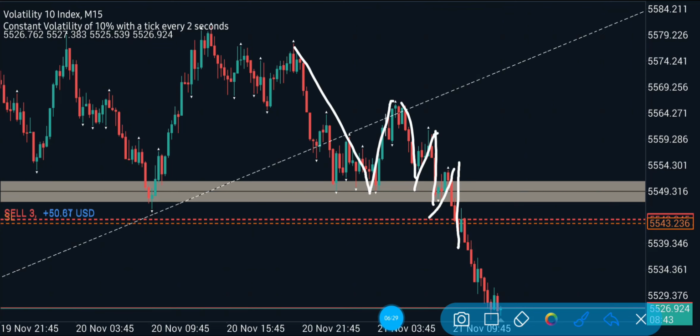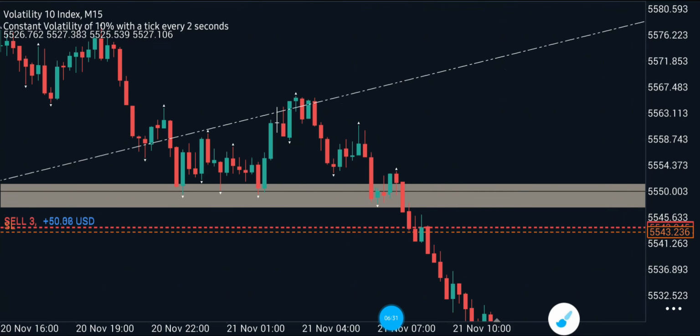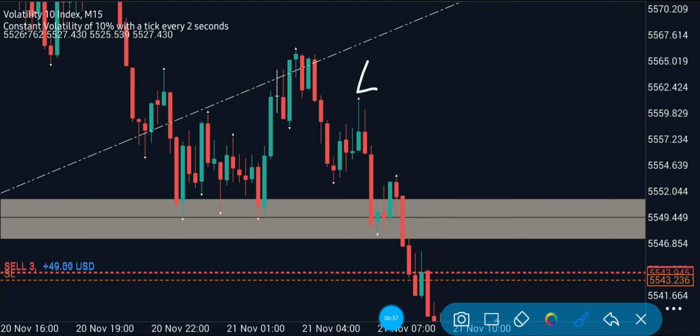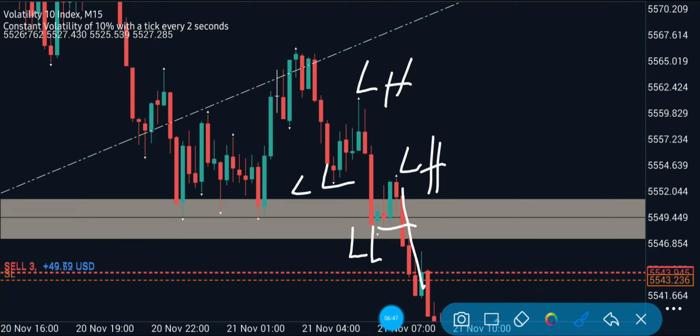So when I saw that the market had broken out of this zone by giving me a lower high here, a lower low here, another lower high here, another lower low here, and it broke out of that low here, then I entered the market here. Do you see it? I realized that the market is now going down.